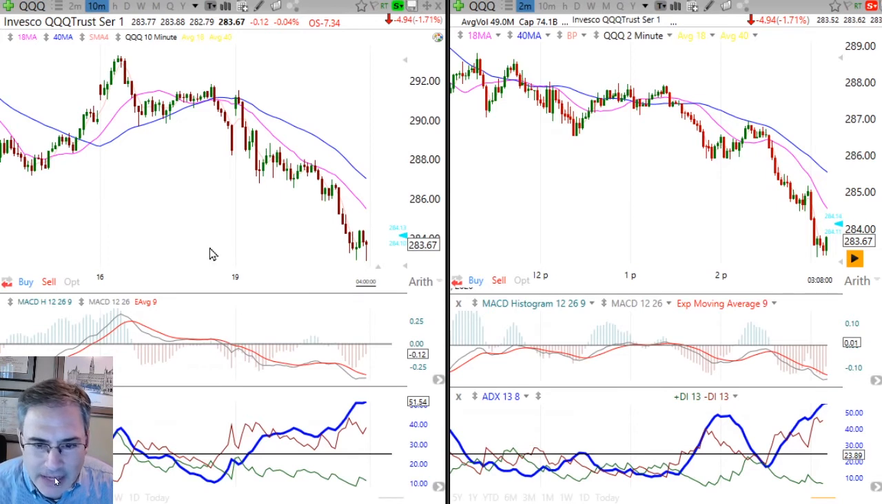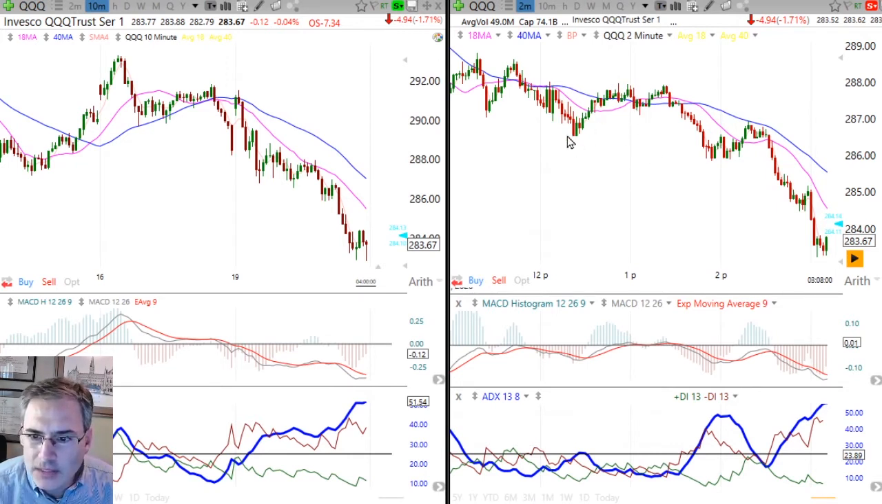I look at the ADX on the higher time frame because that's really the strength of the trend, and I'm playing the trend on the higher time frame. And then the lower time frame is more about the timing, and you can get away without using MACD or ADX for your lower time frame. You definitely can. But they both add a little bit of value.